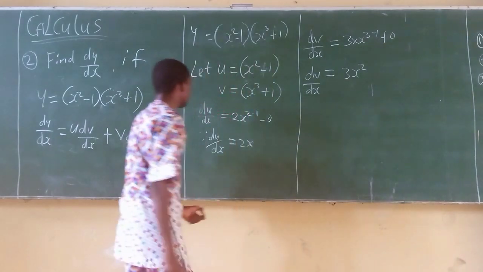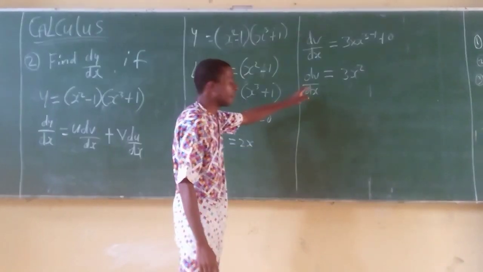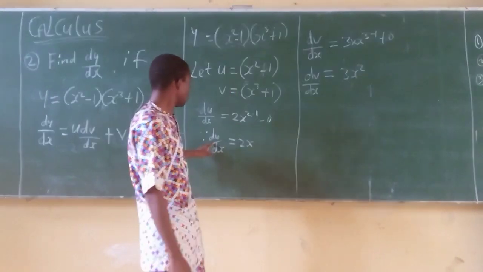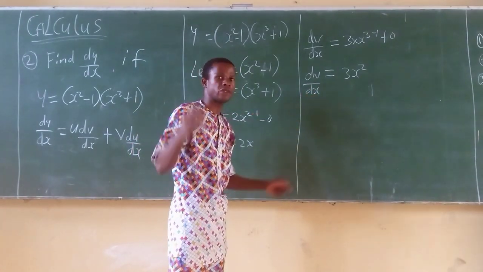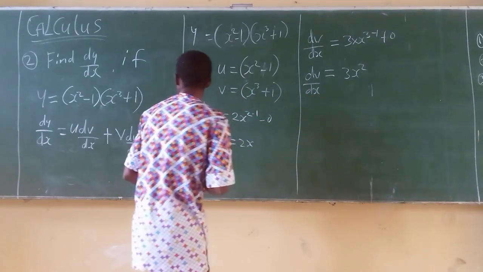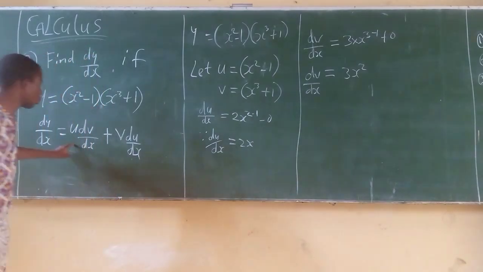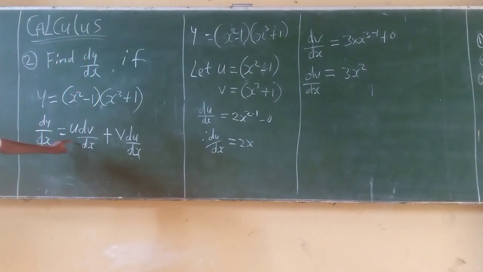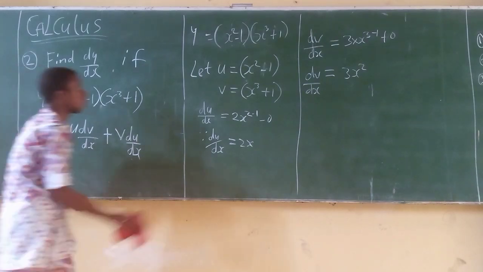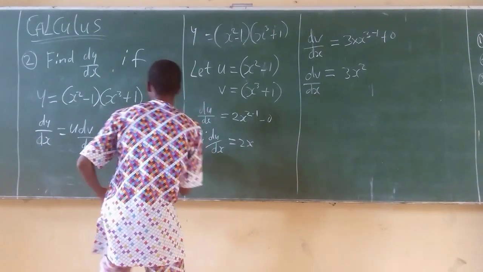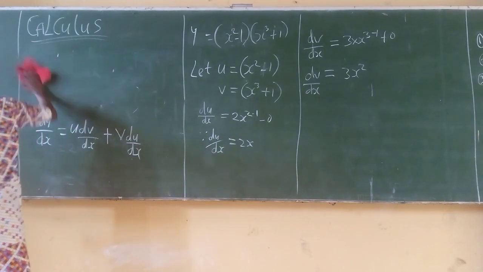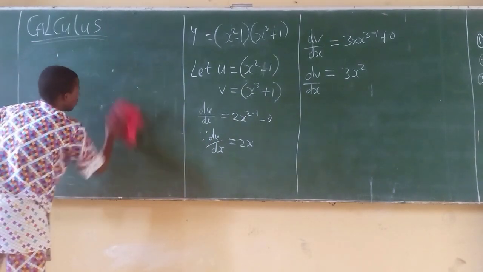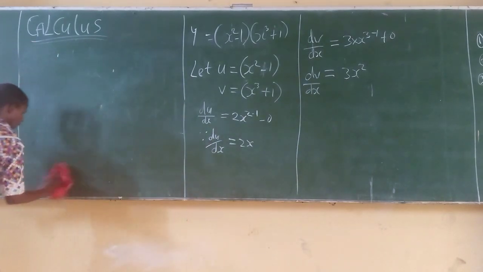Now we are getting our parameter, which is du over dx, and we are getting dv over dx. Now we substitute into the formula of the product rule, which is this formula. Substitute into this formula, so take note of it. How to substitute inside this formula? Take note of this formula, it's very important.